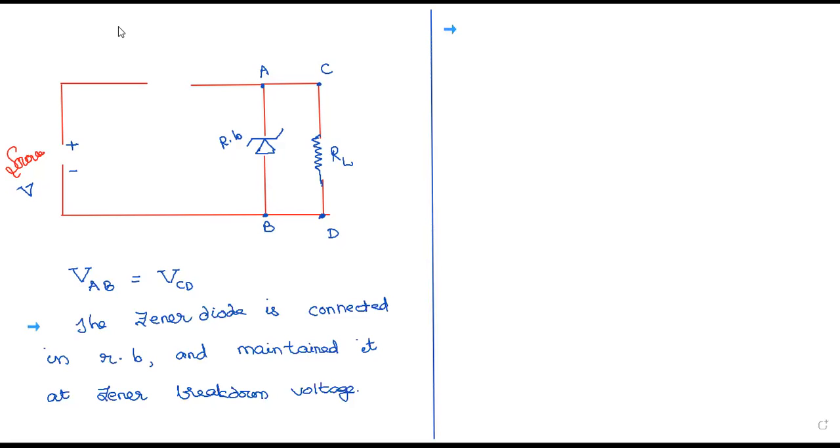So here, at the Zener breakdown voltage, V across AB I take as VZ, which is constant, since it is maintained at breakdown voltage. And V across CD, usually in numericals, we take it as VL. Why? Because this is the load resistor. Since they are in parallel, that equals VZ. In exam, they will not give the breakdown voltage directly; indirectly, they will give the potential difference across the load resistor, and it is a constant one.